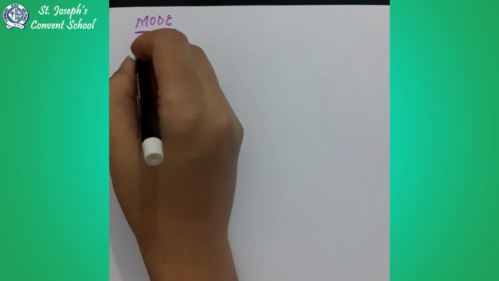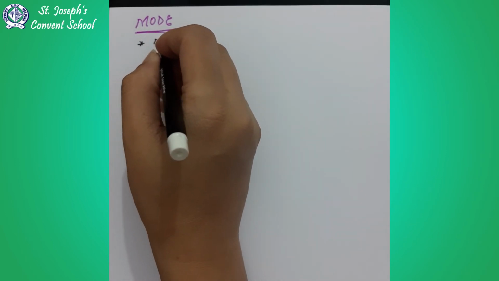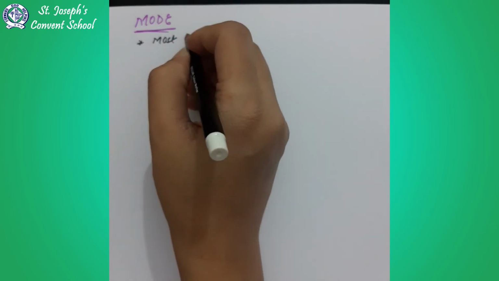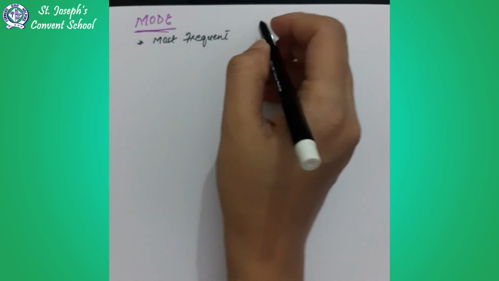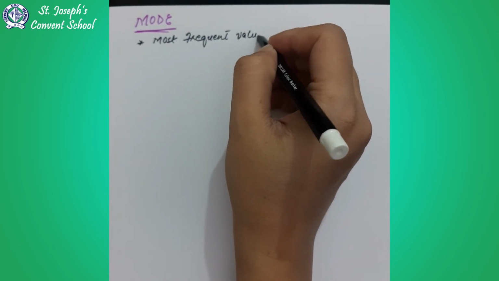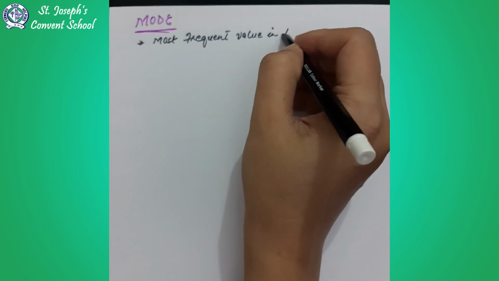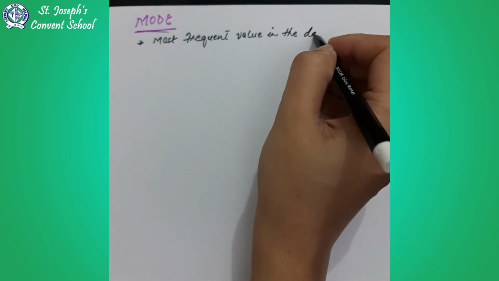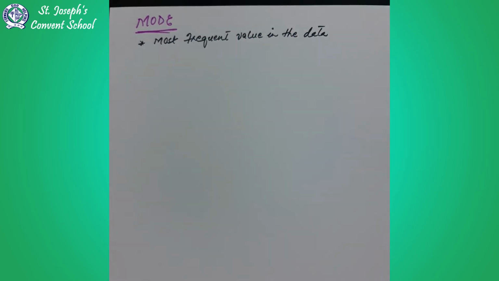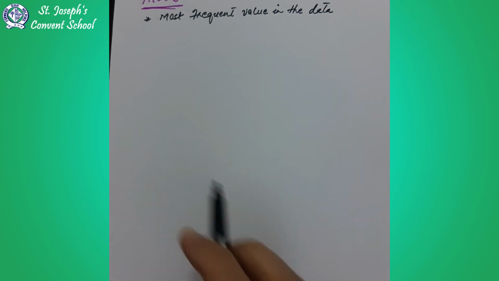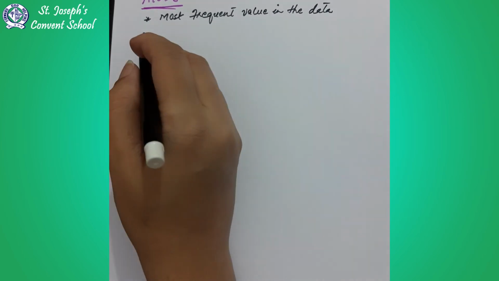Now how to define the mode? The value which is repeated frequently or most frequent value, it comes in the MCQs, that most frequent value. Most frequent value in the data is dash, is dash, so it means it is mode. You will answer it mode. In MCQs it comes, or you can say the number repeated frequently in the data.